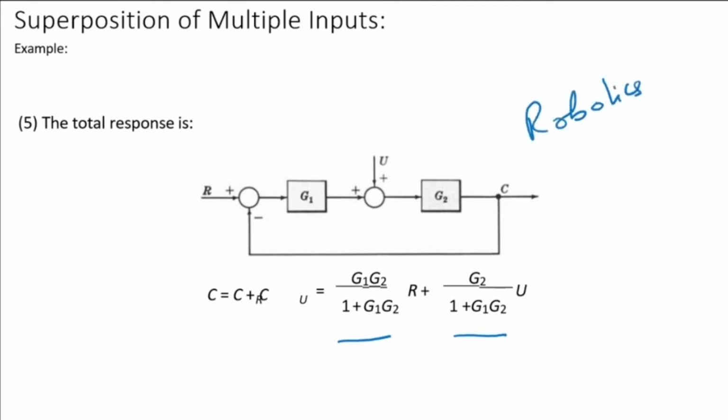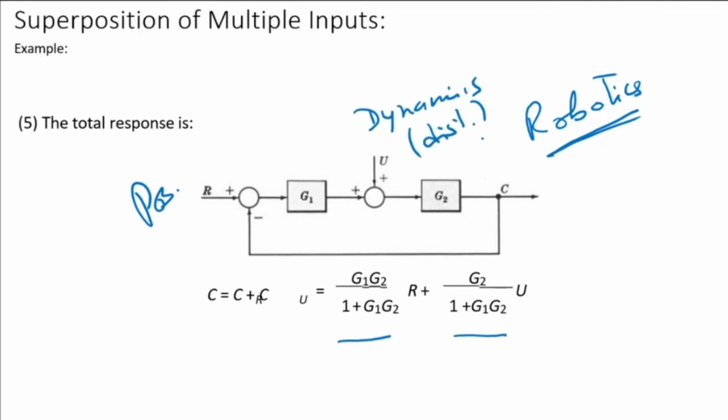Now robotics applications come under this because we have two inputs. One is the desired position or velocity, and the other is because of dynamics, also called disturbance. Now this gives you a very simple way of understanding block diagrams and block diagram reduction. So we will be using this as we go forward in the study of the design of controllers for controlling robot manipulators.